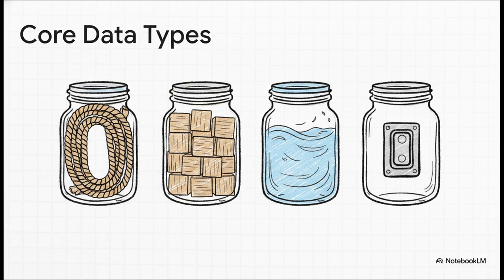And finally, we have booleans. These are super simple logic toggles. They can only ever be true or false. Understanding these 4 types is kind of like knowing the difference between putting a liquid, a solid, or a gas into a container. They each behave in their own specific way.